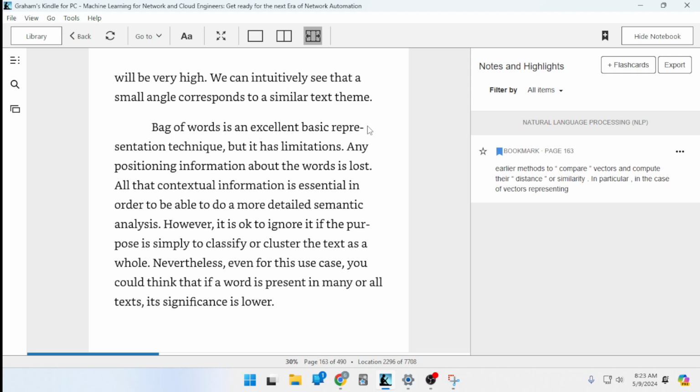Bag of words is an excellent basic representation technique, but it has limitations. Any positioning information about the words is lost.